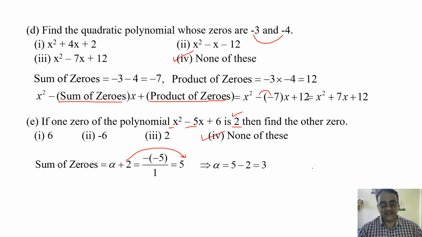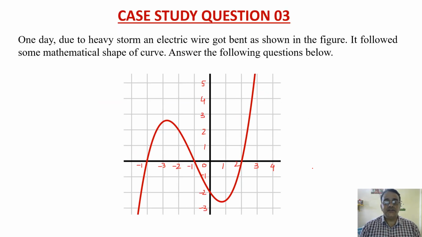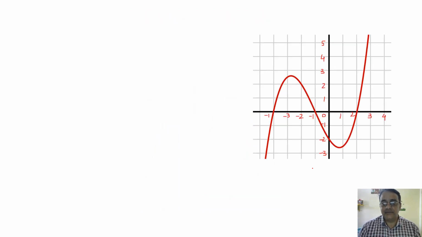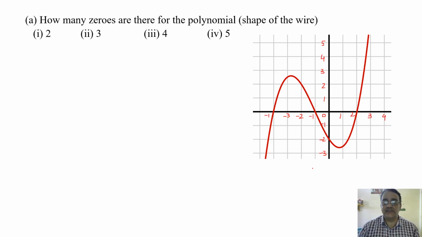None of this. Right. So now we are moving toward the third case study question. One day, due to heavy storm, an electric wire got bent as shown in the figure. It followed some mathematical shape of curve. Answer the following question. See this graph, and based on this graph, we are going to face the first question. How many zeros are there for the polynomial, that is shape of the wire? 3. Right. The correct option is second one.